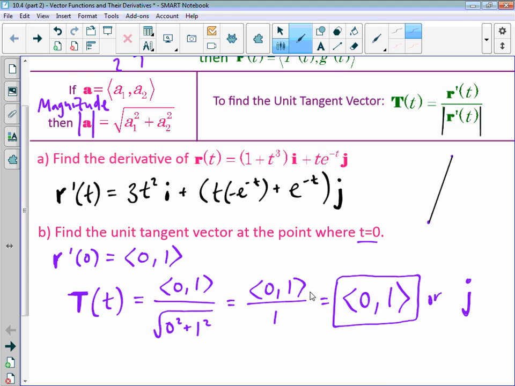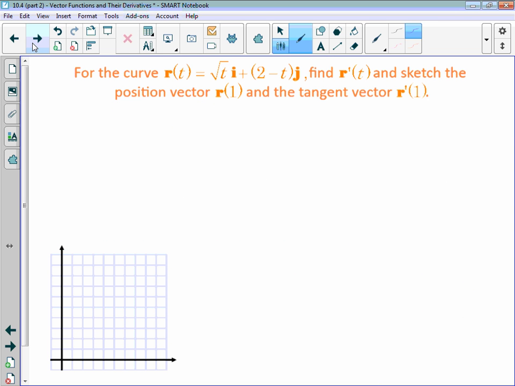Okay, the next page here, for the curve, find the derivative and sketch the position vector and the tangent vector. So go ahead and start by finding the derivative. I'll give you a minute there. Okay, so for this curve, we're finding r prime of t. Even if you're not sure how to do the whole thing, get the easy parts out of the way.